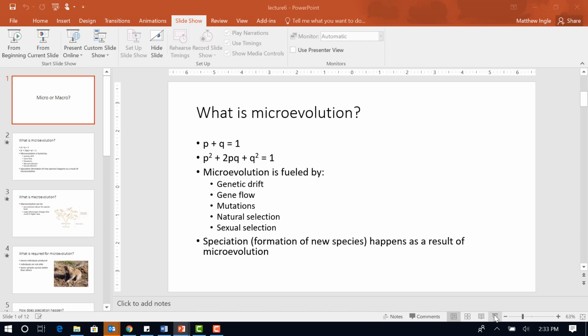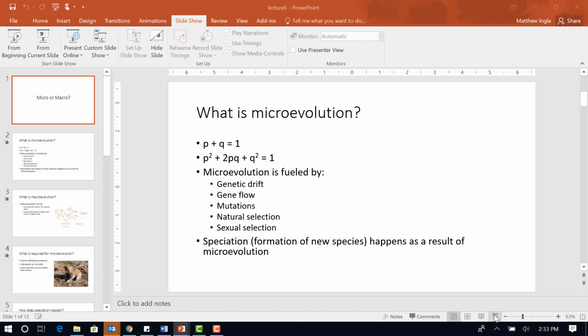So first question is, what is microevolution? Microevolution is a change in allele frequencies at the population level. When we're talking about microevolution, we oftentimes represent it using what's called Hardy-Weinberg equilibrium.